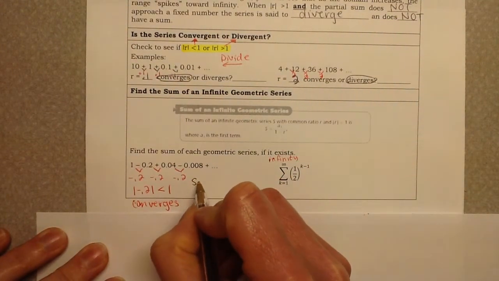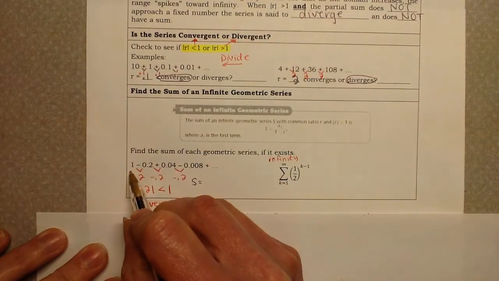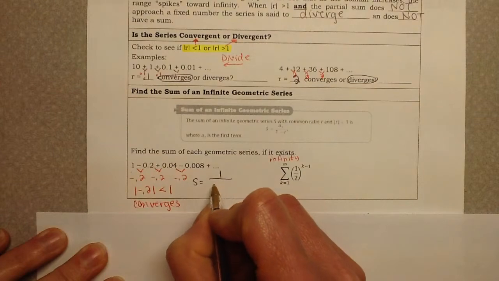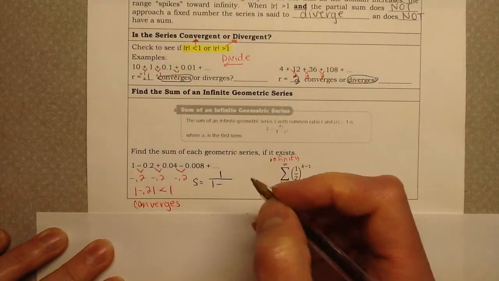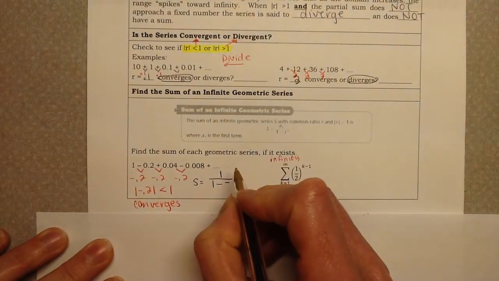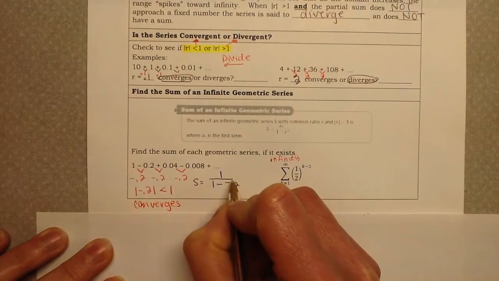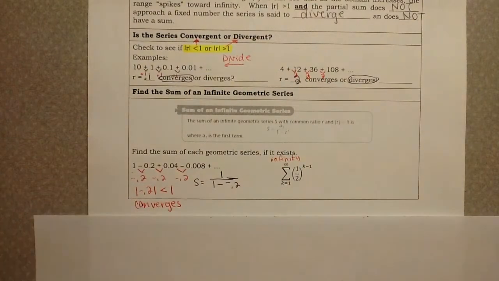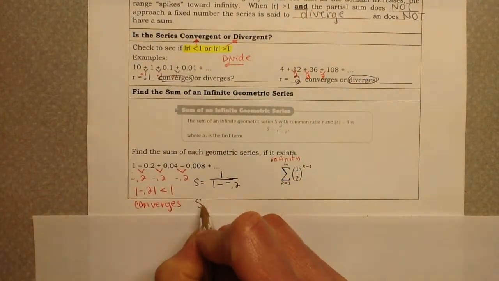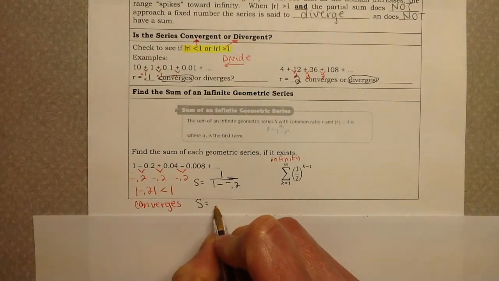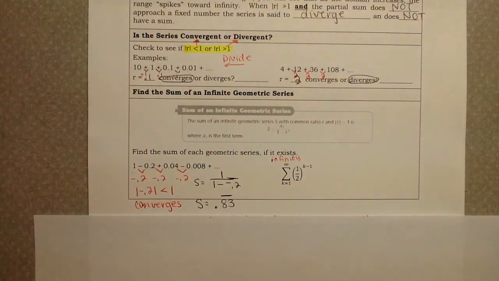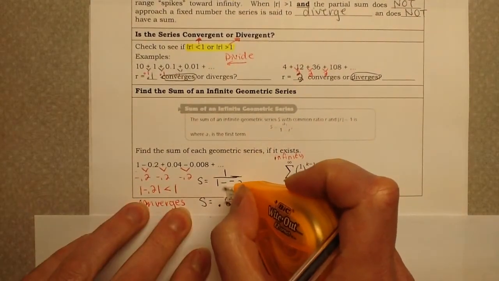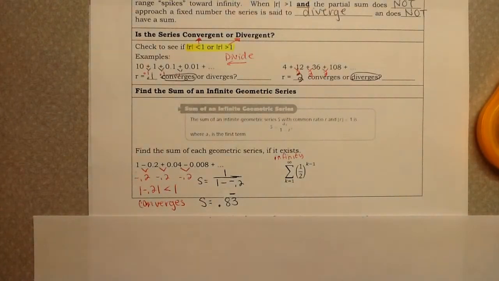The sum equals the first term, so my first term here is 1, and then I divide it by 1 minus the ratio, and again that's just a comma, it's not to the first power. So my ratio is negative 0.2. Okay, so when I divide that, I'm going to get that the sum is, and we'll just write it as a repeating decimal here, 0.83, and just the 3 part is repeating. So let me take that off here, off of the 8. Okay, so it's just 0.83, and the 3 is repeating.